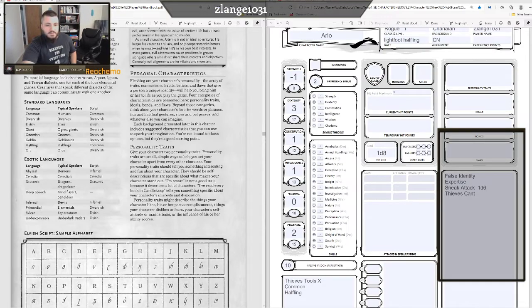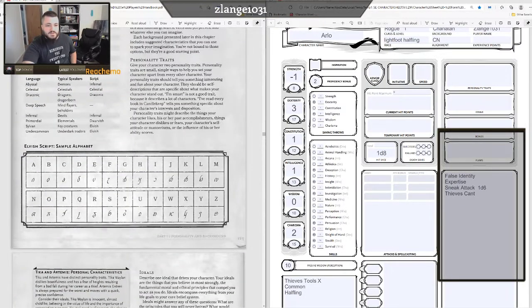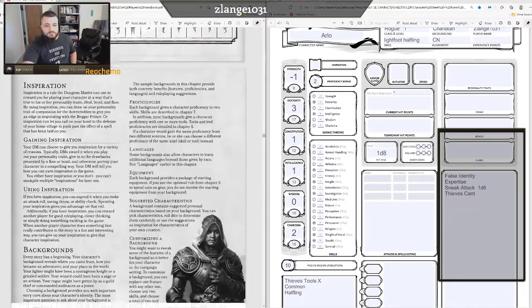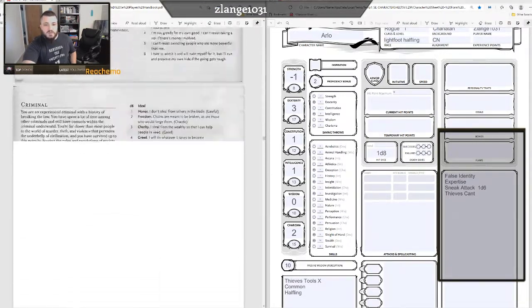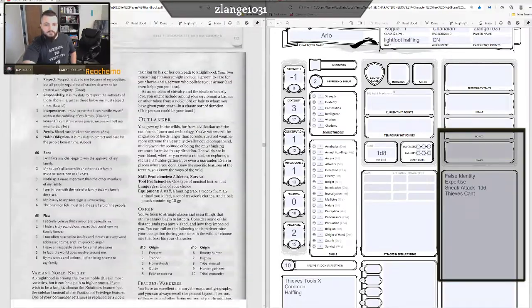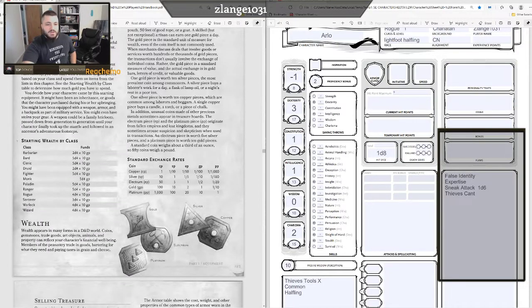Something with Gnomish, like the language is Gnomish, but it's written in Dwarvish, so it's weird. And you've got your exotic: abyssal, spoken by demons, celestial, spoken by celestials, draconic, spoken by dragons and dragonborn. All your languages. You've got inspiration. And now we're into the backgrounds again. Keep moving on. And we've got your starting equipment.